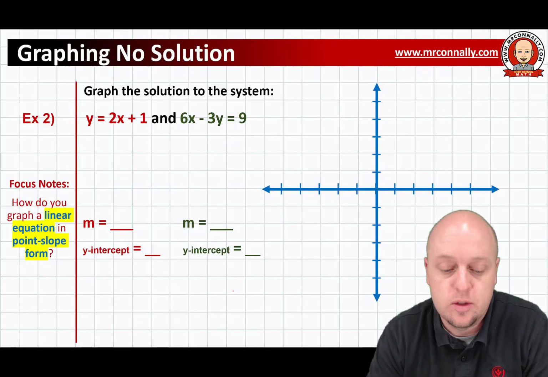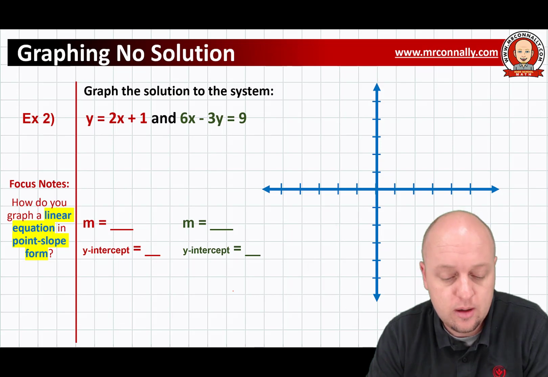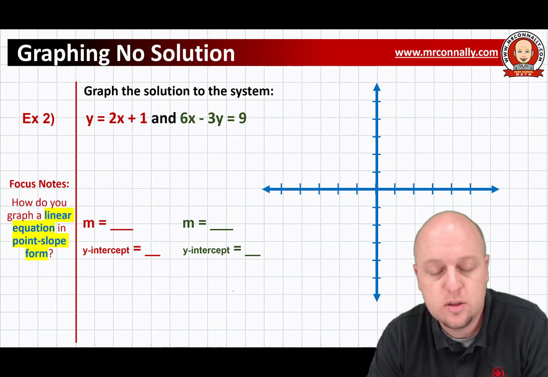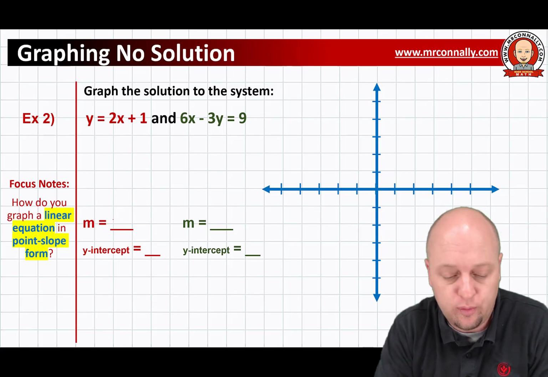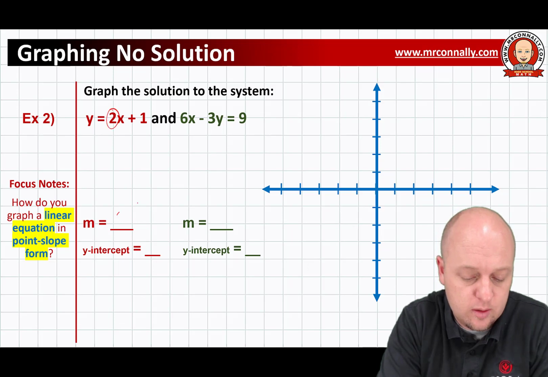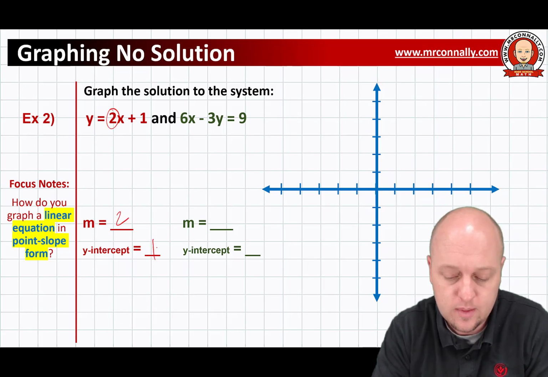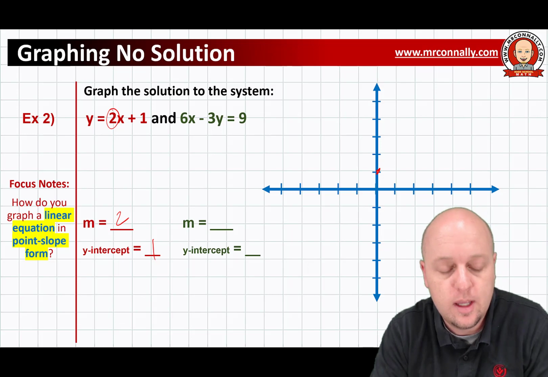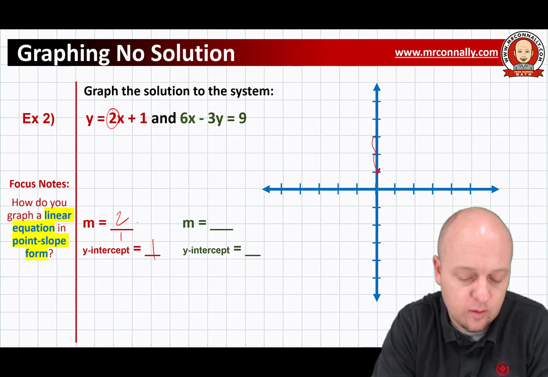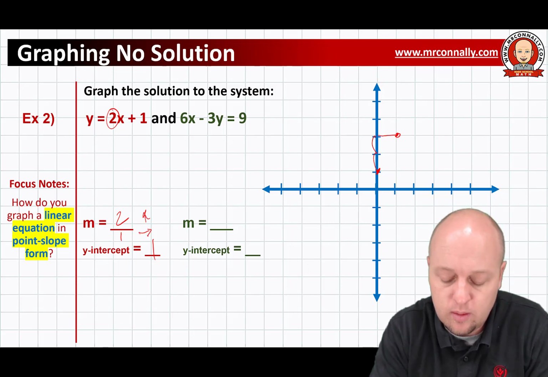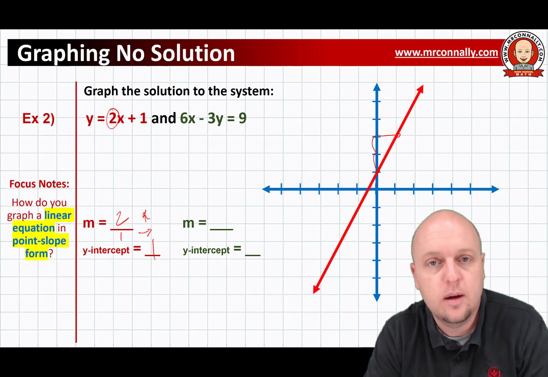What if there's no solution? What does that look like? Well, we've got our graphs right here of these lines, y equals 2x plus 1 and 6x minus 3y equals 9. The first one we'll go ahead and graph the same way we did before. So the slope is 2, the y-intercept is 1. So I'll go to where y equals 1 right here, and now I'll go up 2. And remember, this is 2 over 1, so it's up 2 and right 1. And there's our first line right there.